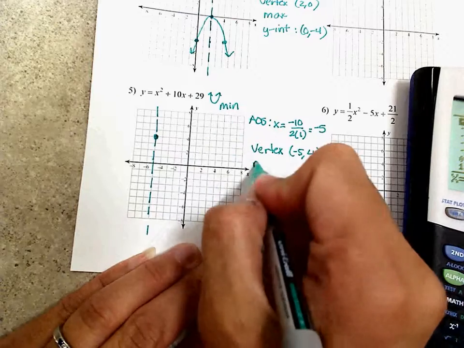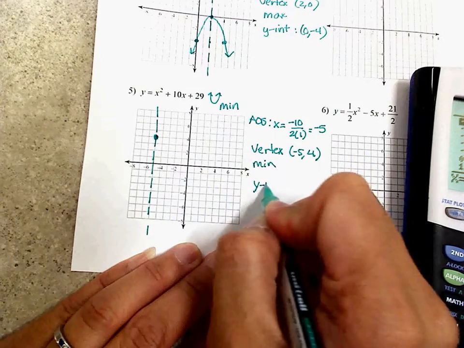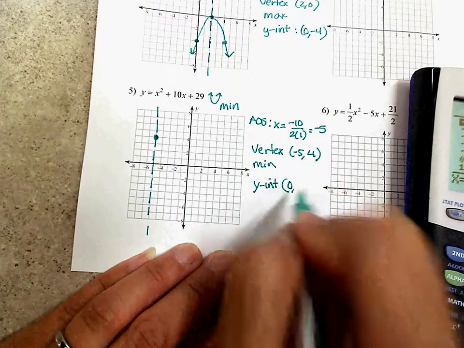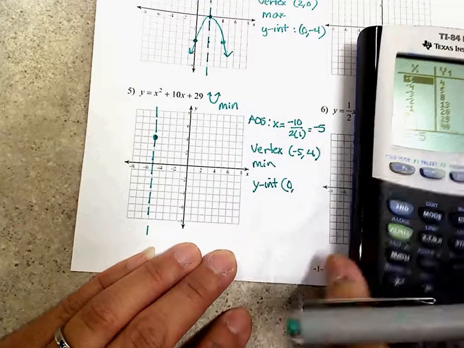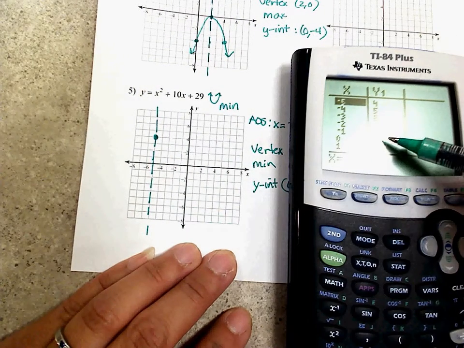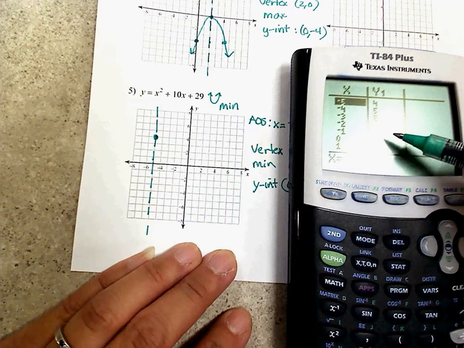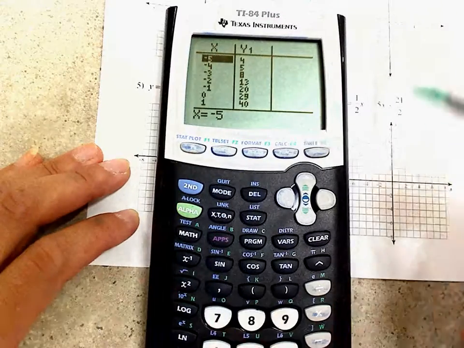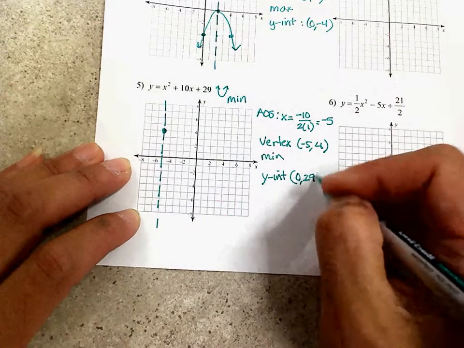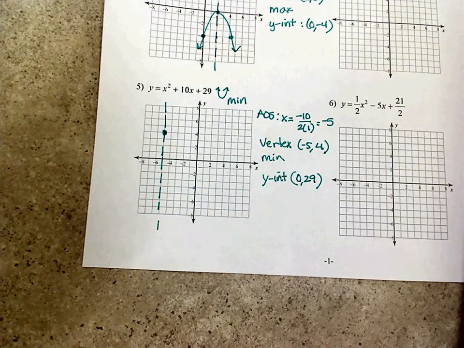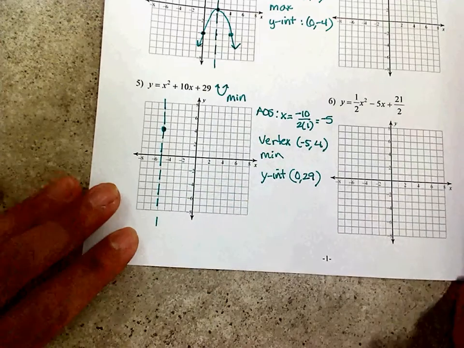And what is our y-intercept? Let me see. 0 something, right? So what is your y-intercept? 0. What is that number? Sorry. 0 what? 29. Okay. Not too bad. All right.